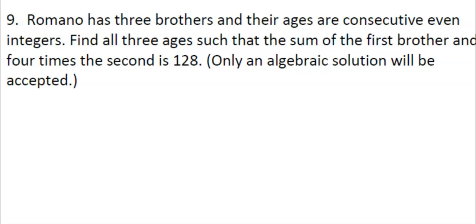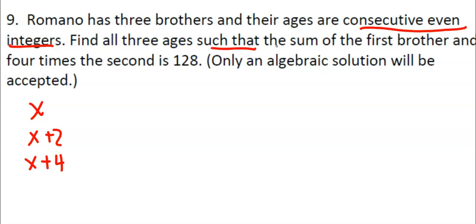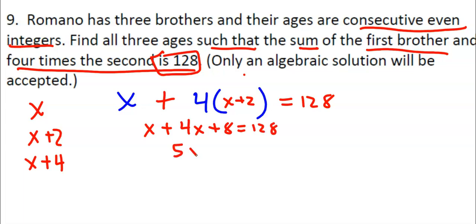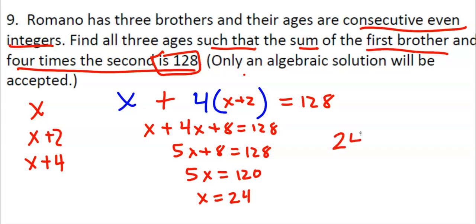Number 9. Romano has 3 brothers, and their ages are consecutive even integers. That's a sequence that looks like this. Find all 3 ages such that, this means here comes the equation. The sum of the first brother and 4 times the second brother, the second brother is x plus 2, is 128. So x plus 4x plus 8 equals 128. 5x plus 8 equals 128. 5x equals 120. So x equals 24. So find all 3 ages, 24, 26, and 28.